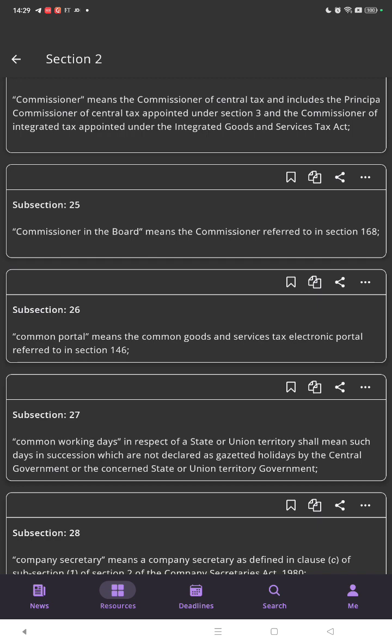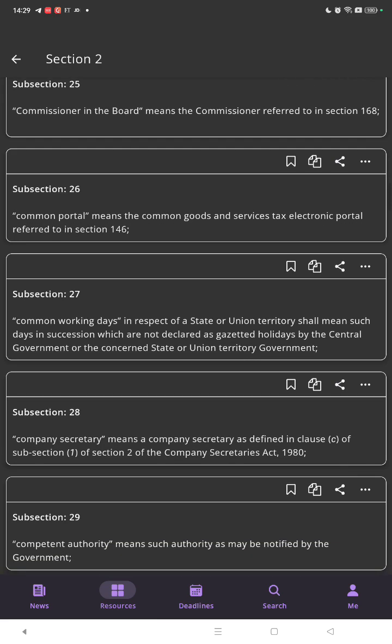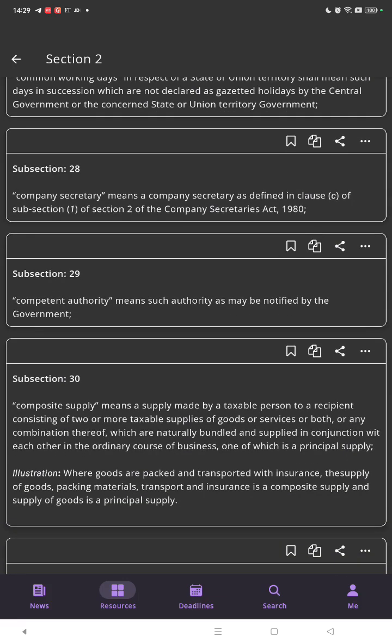Subsection 25. The commissioner in the board means the commissioner referred to in section 168. Subsection 26. Common portal means the common goods and services tax electronic portal referred to in section 146. Subsection 27. Common working days in respect of a state or union territory shall mean such days in succession which are not declared as gazetted holidays by the central government or the concerned state or union territory government. Subsection 28. Company secretary means a company secretary as defined in clause C of subsection 1 of section 2 of the Company Secretaries Act 1980. Subsection 29. Competent authority means such authority as may be notified by the government.